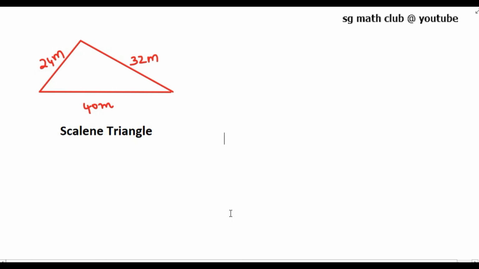Now let us consider a scalene triangle. We know that in a scalene triangle all the three sides will be different. So can we apply this formula to find out the area of the scalene triangle? We can apply the formula, but we should know the height of this triangle. But how will you calculate the height of this triangle? We do not have a clue to calculate the height of this triangle.